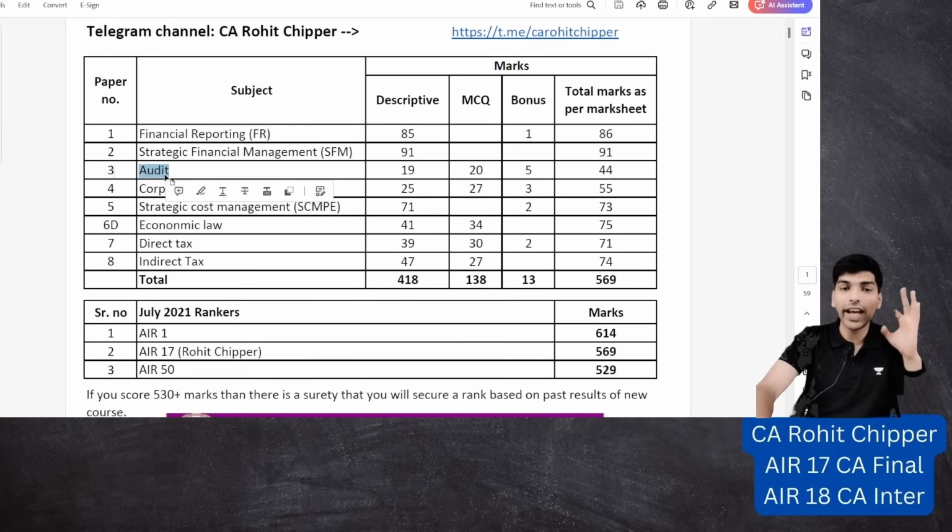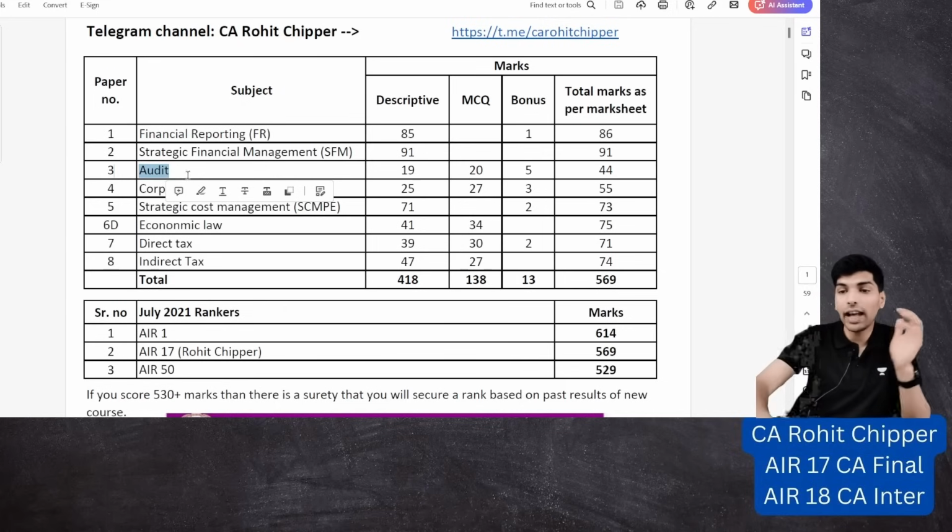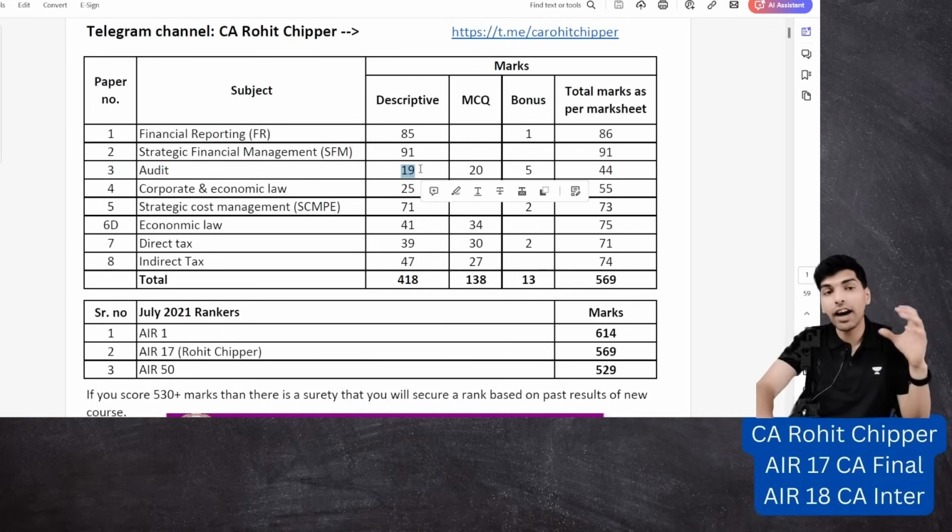Only 5 to 10 marks questions were repeated. Rest of the questions were very new. So in that case, what happened? I secured only 19 marks out of 70 because I got panicked in the exam. But still, I remembered that ICAI gives the bonus. So I attempted each and every question, whether I knew the answer or not.